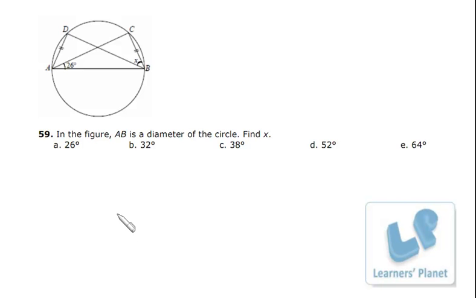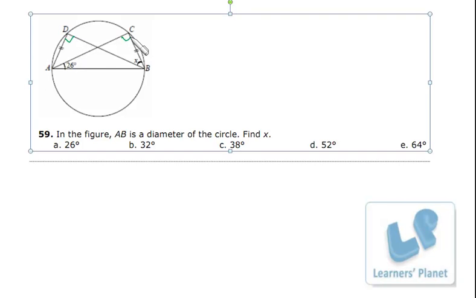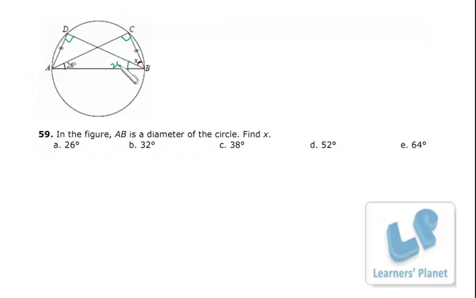In the figure, AB is the diameter of the circle, find X. Pretty simple problem, friends. AB is the diameter of the circle, that means this angle is 90 degree, this angle is 90 degree. BC is already given as equal to AD, and AB is the common base between the triangle ADB and ACB, right? That means triangle ADB is congruent to triangle ACB. Right? If both the triangles are congruent to each other, then their corresponding angles will be equal. So if this angle is 26 in triangle CAB, this angle will also be 26.